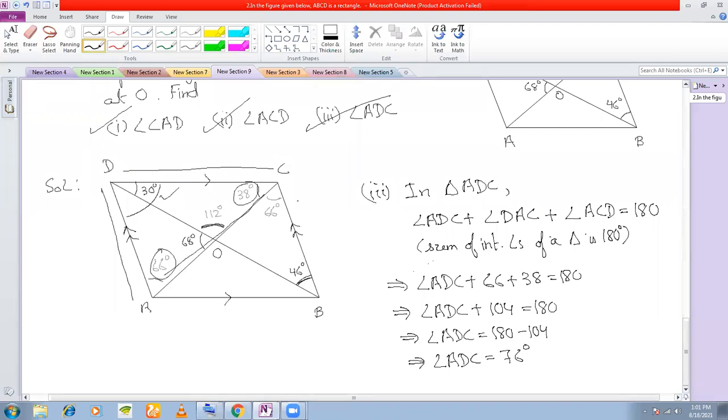Okay, so this was on parallelograms. I'm not telling you that this is the only way to solve the problem. There are at least 3 or 4 ways of doing this problem. This is one of the ways. I've tried to show you the shortest way of doing it. Let's do one more problem on parallelograms.